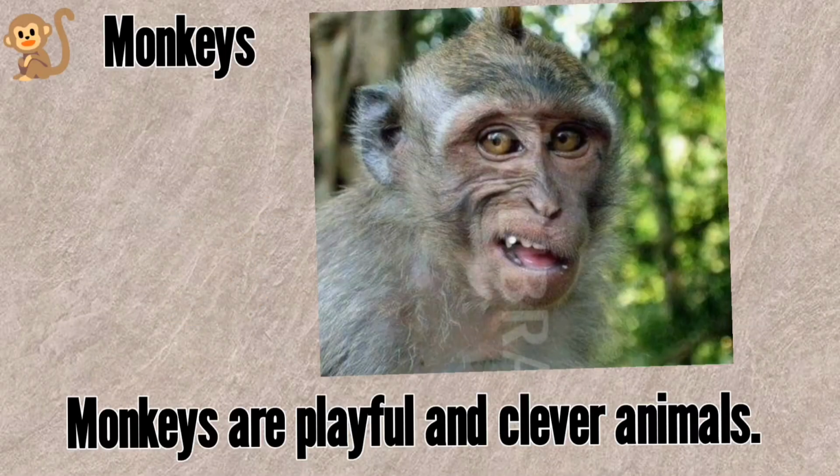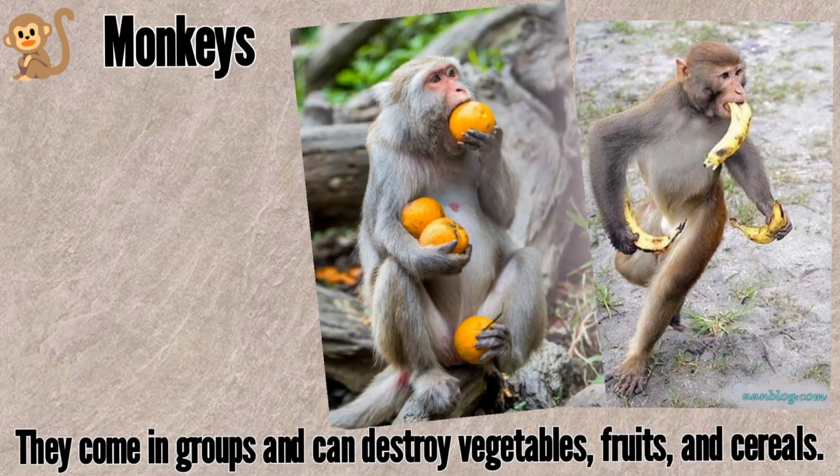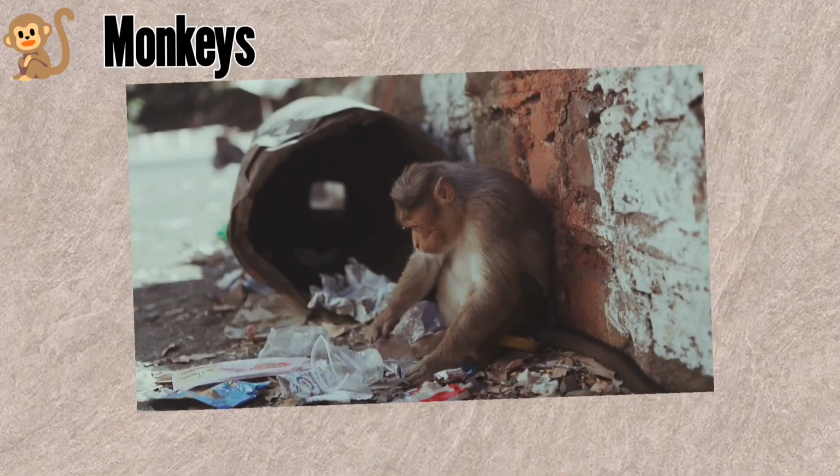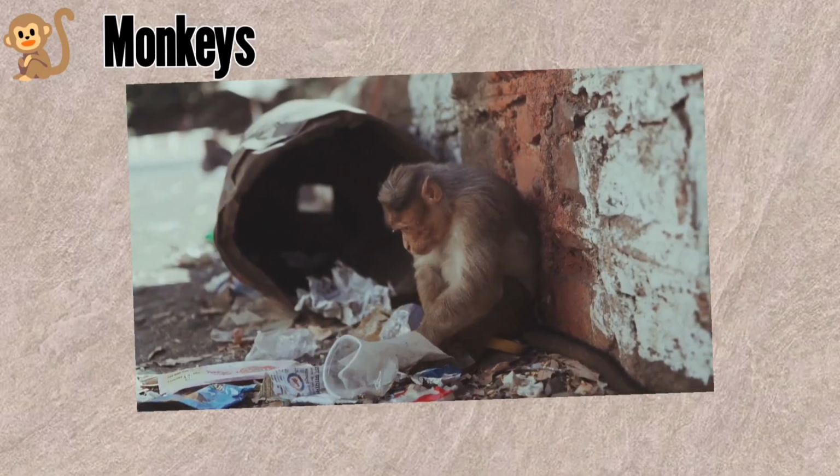Monkeys. Monkeys are playful and very clever animals. They do come in groups and can destroy vegetables, fruits, and cereals, among other crops. The damages they cause include eating of fruits and pulling and breaking branches of our plants.